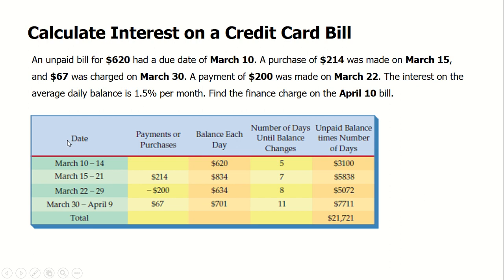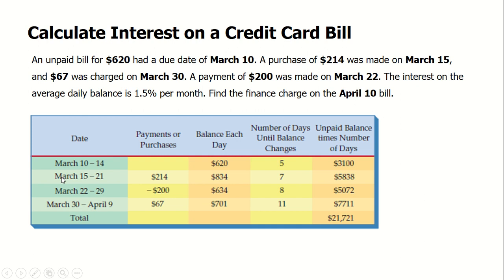So you have to be organized with your dates, no? It should have made sense to you, since you have a column where you compute for the number of days until the balance changes. Okay, so the due date was on March 10. You made a purchase on March 15. So in the first column of the first row of the dates, it should cover March 10 to 14.